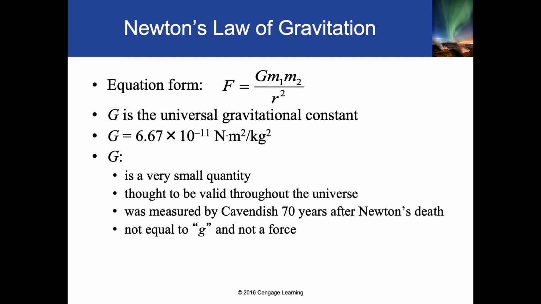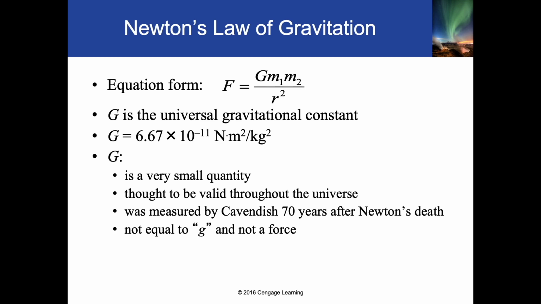So G here, this big gravitational constant, is a very, very small number. It's 6.67 times 10 to the negative 11. Wow, that's like 6 with like 10 zeros in front of it. So it's a really small number, okay? It's thought to be valid throughout the entire universe, and it was measured by Cavendish, 70 years after Newton's death.